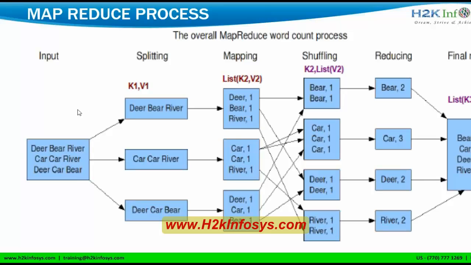Now if you see the mapping phase here, you have 3 map phases. Each map phase takes its input split as input and generates a list of key value pairs. I am breaking down each of the words and counting. So deer, 1, bear, 1 and river, 1 is my map output for my first split. For the next split it will generate car, 1 and river, 1, and for my third input split it will generate deer, 1, car, 1 and bear, 1.